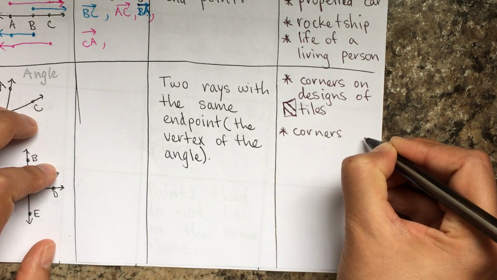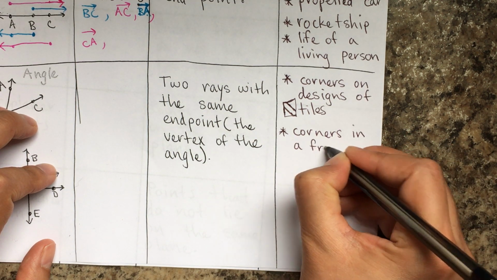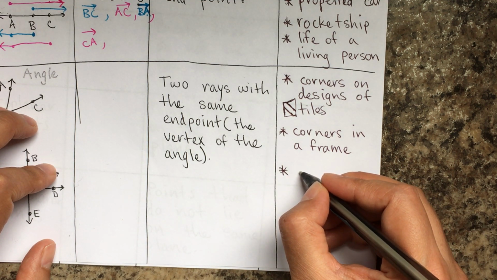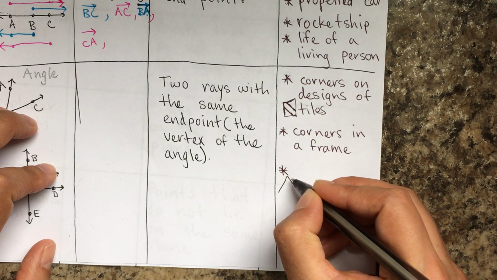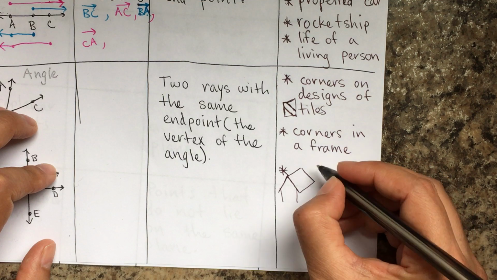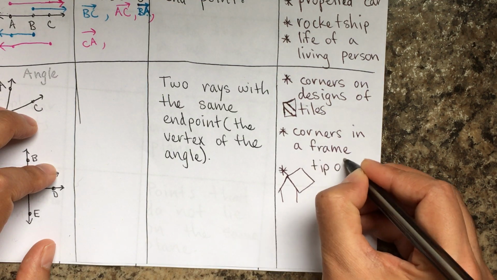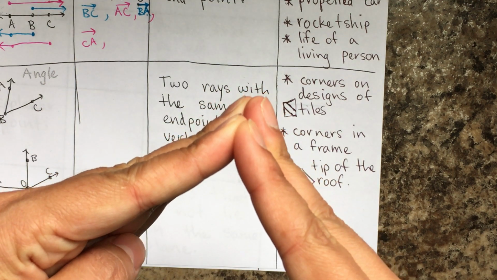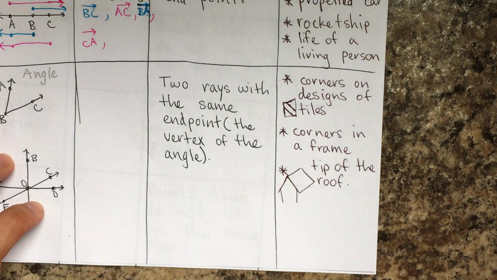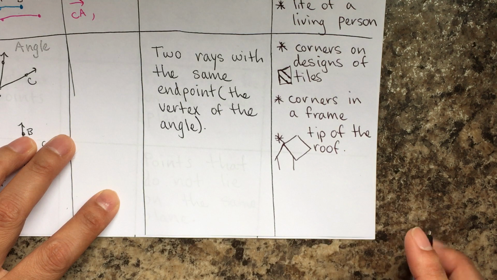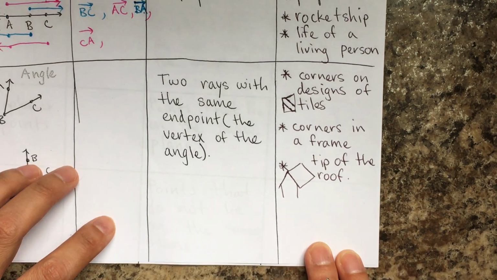Somebody said corners in a frame or portrait, a picture. In the roof, I guess the tip of the roof, you know how it's shaped like that. Okay, so they were referring to this part. That's an angle. So tip of the roof, I guess the shape formed by the two parts that come together of the roof. They also said corners in a room. So somebody else said, well, just any kind of corner, basically. Well, yeah, basically.